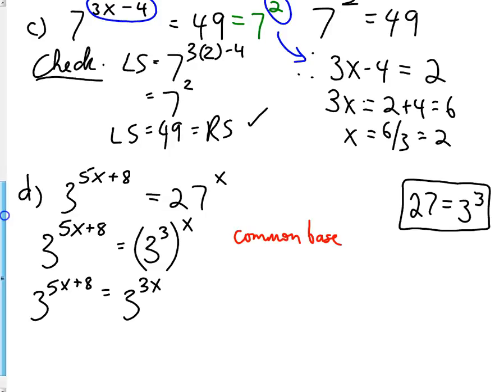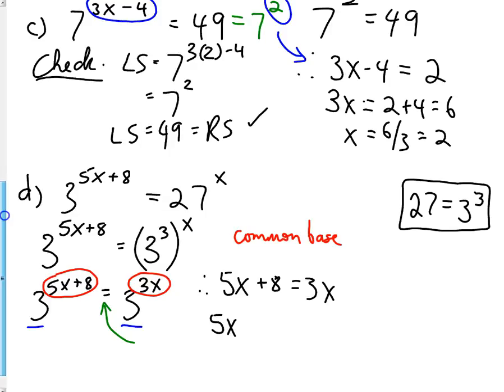Now we have equality of powers with a common base. Because the powers are equal, shown here, and because the bases are equal, here, then that means that the exponents must be equal. That's the only way for those two powers to be equal. So in this case, we can then say 5x plus 8 equals 3x, sort of a therefore statement, and then isolate x, subtract 3x from both sides.